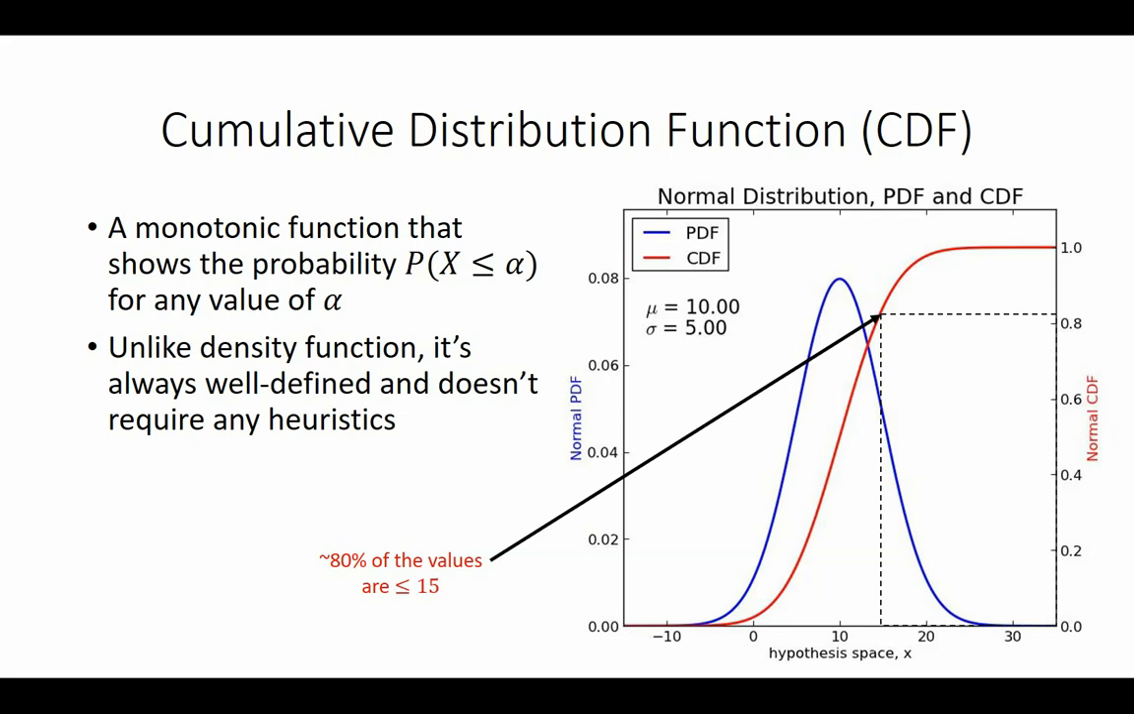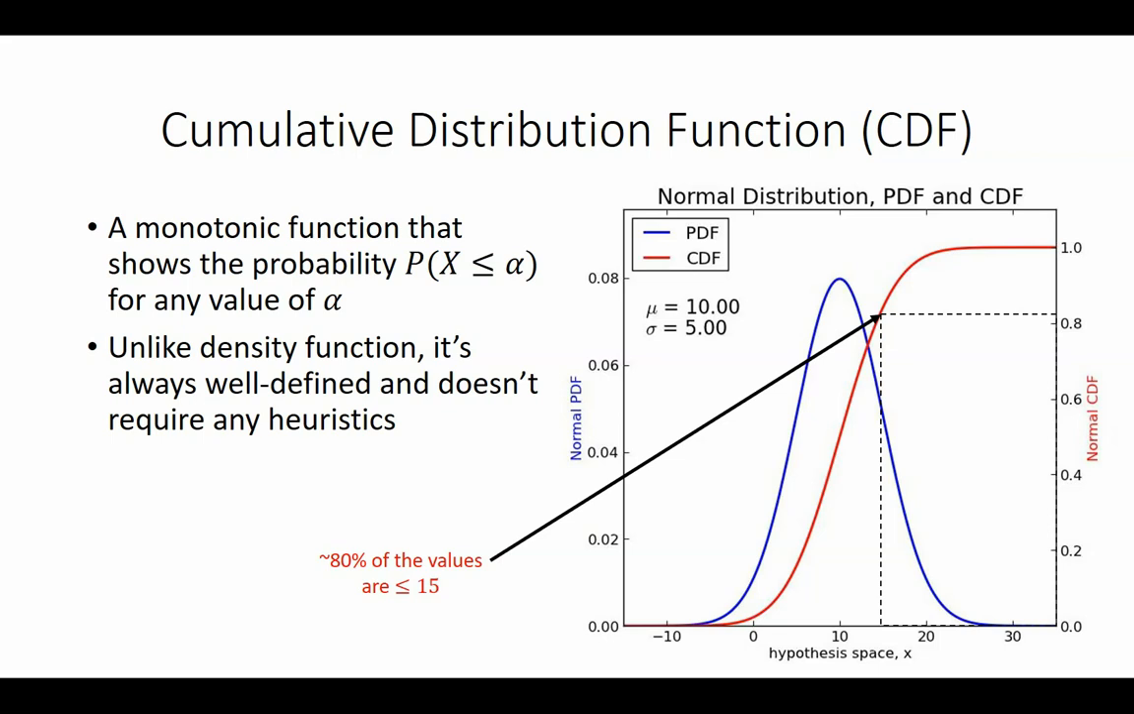What you see at each point, by definition, is the probability of having values lower than that value. So for example, you see here that for x around 15, we get 0.8, more or less. That means that roughly 80% of the values within this distribution are lower than 15. Okay, is this clear?